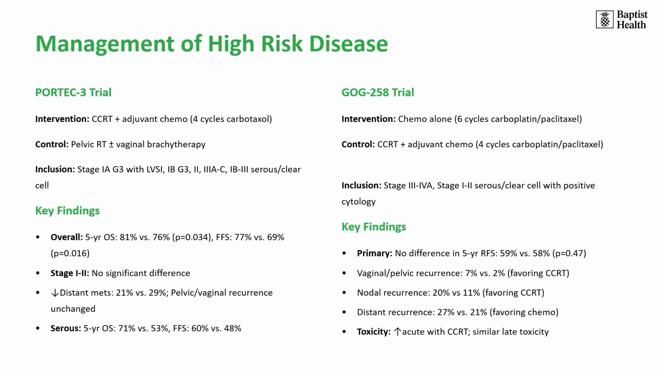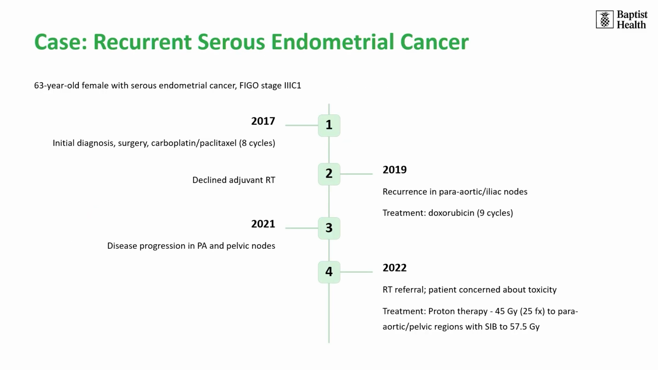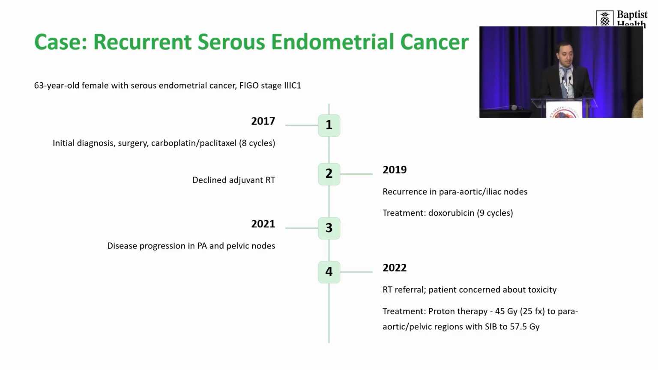So here's one case of a recurrent endometrial cancer. The ages and dates are changed for anonymity, but basically she had initial surgery, chemotherapy afterward. She declined radiation at that time, and unfortunately had a recurrence a couple years later in some of the lymph nodes. Had more chemotherapy, was still afraid of radiation, but by 2021, had more growth and was told, the best way to cure your cancer is if you consider doing some radiation. And she was very concerned about toxicity.